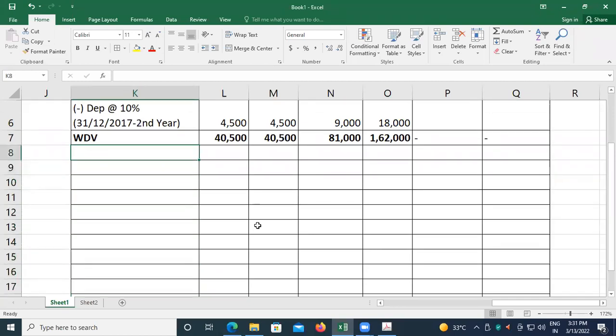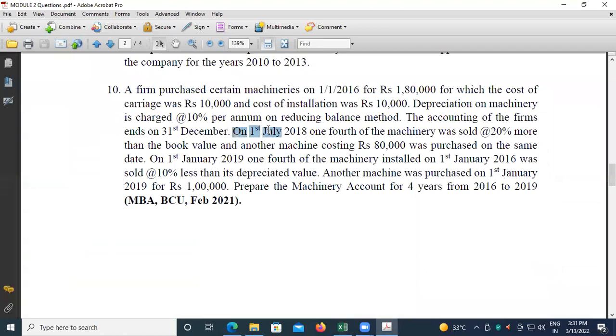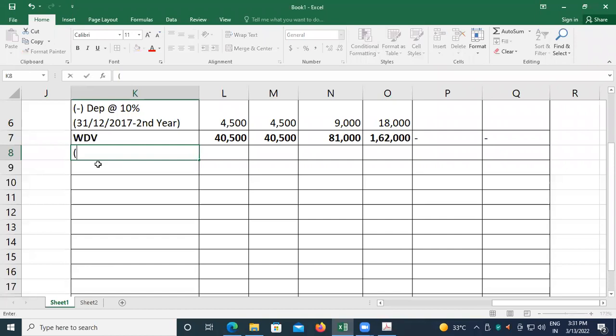So this is the written down value. First, on 1st of July 2018, we are selling one asset, but it is in the middle of the year. Remember, our year starts from January 1st, and this is the middle of the year. They are selling the asset. It means this asset must have been used for 6 months. So first we'll charge the depreciation for the 6 months. Less depreciation. Okay, and remember this depreciation will be only for 6 months, starting from 1st of January.